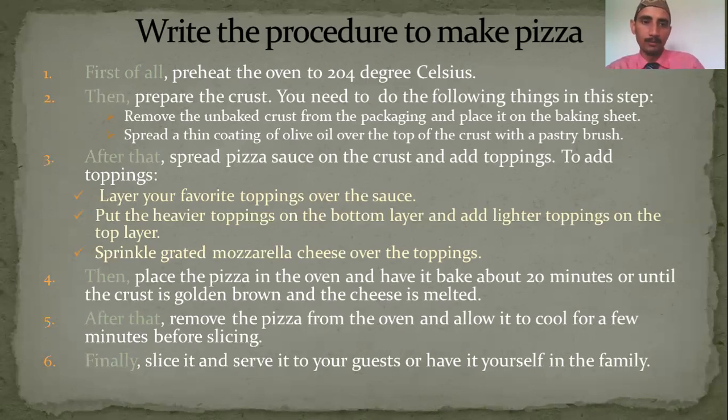Okay, number 3. After that, spread pizza sauce on the crust and add toppings. So in number 3, we have to add toppings. After putting the sauce, meaning pizza sauce, toppings can be chicken, mushroom, onions, or other things. You can put this kind of topping there, and you have to layer each topping on top of another, so that they form layer upon layer. For example, layer your favorite toppings over the sauce. Put the heavier toppings on the bottom layer and add lighter toppings on the top.